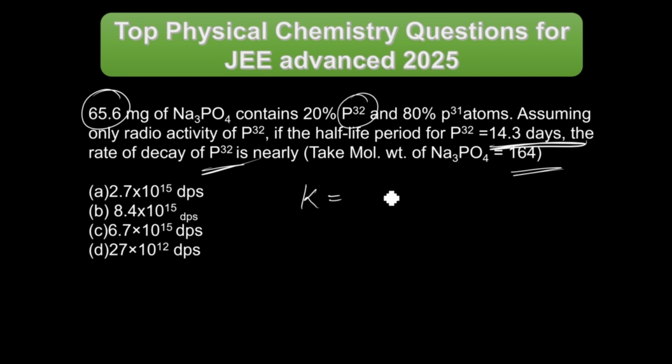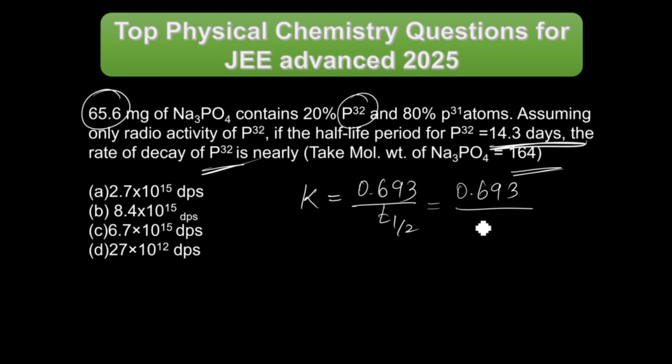So we know the simple formula, rate of decay, which is equal to 0.693 by T half, correct? So 0.693, what is the T half value? 14.3 days. So how can I convert it to seconds? Ma'am, why do I need to convert it to seconds? Because in the option you can see it is given as DPS, which means decay per second.